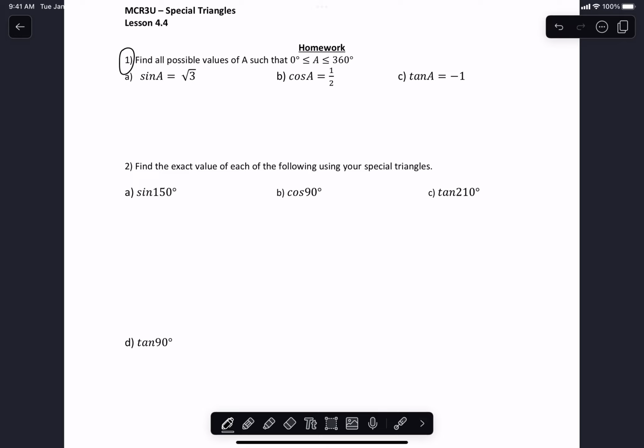Which triangle, you only have two to pick from, is the root 3 on? That should be my first question, right? Gabe?